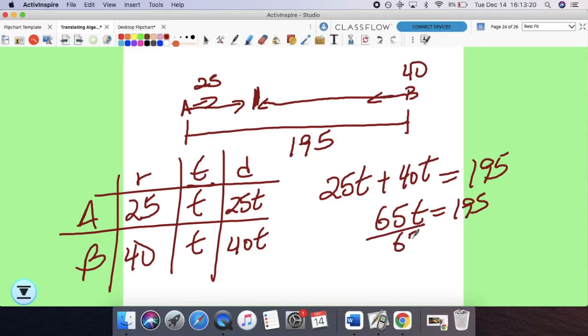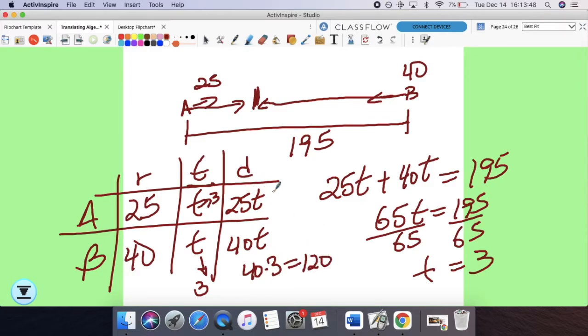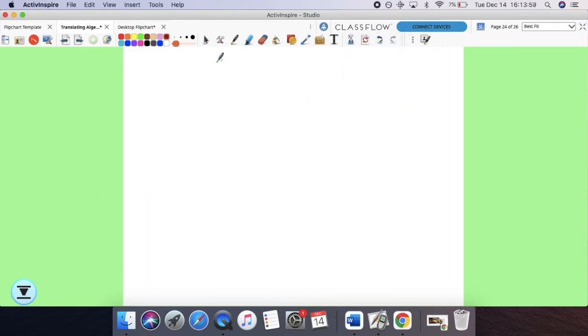Divide both sides by 65. So 195 divided by 65 gives you 3. So they meet after 3 hours. The time here is 3 hours, and the time here is 3 hours. Now, you want to figure out how much they drove. 40 times 3, so car B drove 120 miles. Car A, 25 times 3, you get 75. So it's 120 plus 75, 195. Yeah, you're good. Sorry about that. Hopefully you caught the mistake.